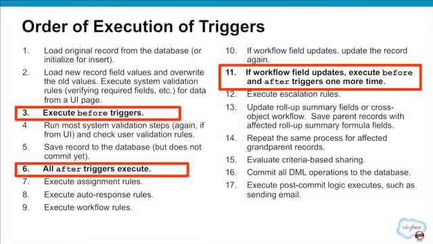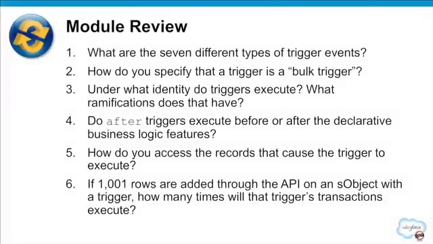Okay? So it's really the point that's trying to be made with that is that you need to be cognizant of the fact that your after trigger, if it's working in conjunction with a field update, might be running in this case before an assignment rule, but if it's being re-executed, it might be executing after an assignment rule.